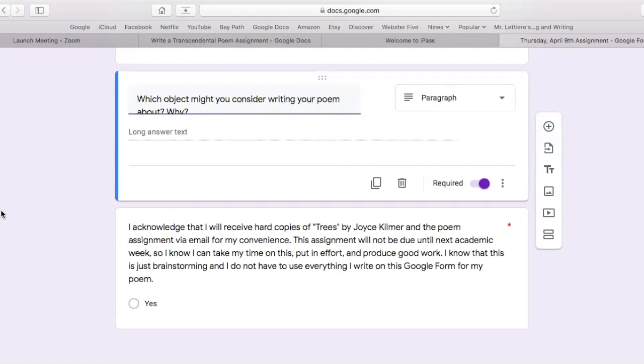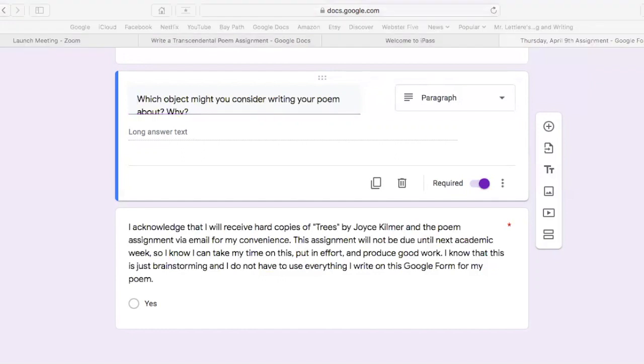So complete it on a separate sheet of paper. You can handwrite it and take a picture and send it to me. You can type it and you can send it to me that way. There's a lot of different ways that you can get this assignment to me, and it's just due by April 27th. So take your time with it. Have a good time with it.